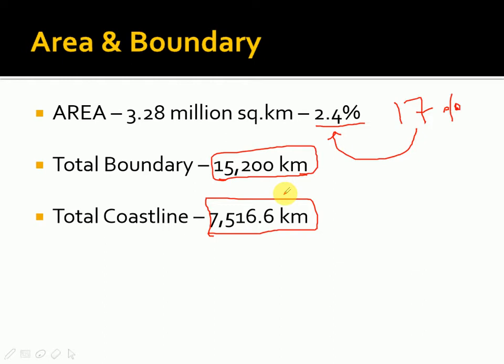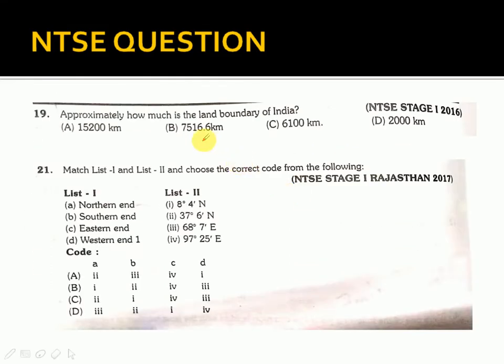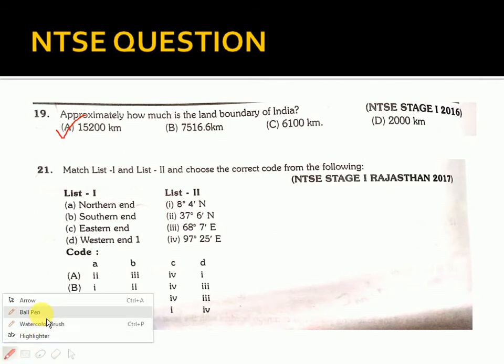Now our theory with regard to the first map is completed. Now let us look into the previous year questions which have been asked from this part of the chapter. So if you see, the first question is approximately how much is the land boundary of India. Just a couple of seconds back we saw that the answer to this is 15,200 kilometers. So this was an easy go. Now let us look into the second question. Give yourself some time and try to find the answer.